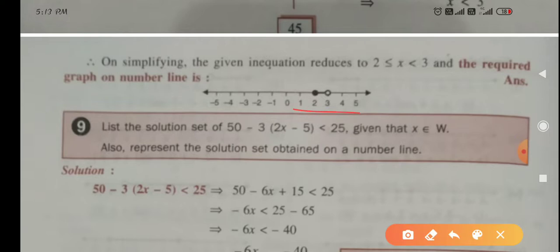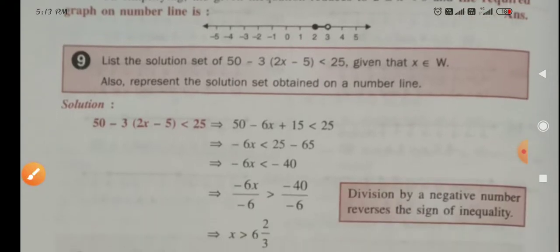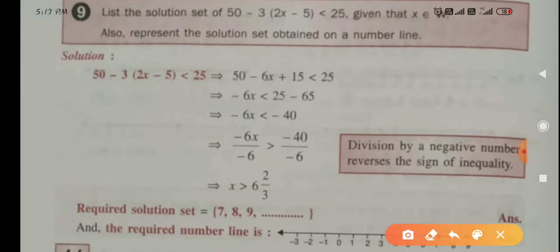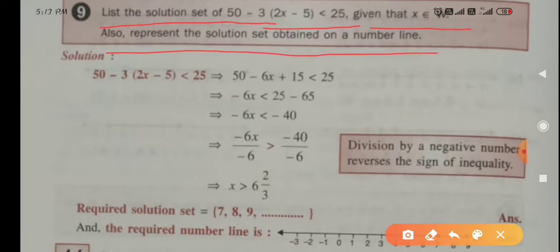Now the next example is coming, example number 9. In this example, list the solution set of 50 - 3(2x - 5) is less than 25, given that x belongs to whole numbers. Also represent the solution set obtained on a number line.